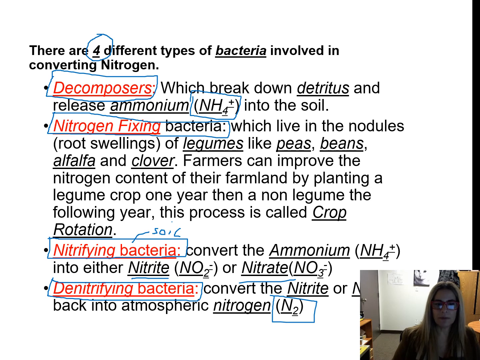Okay, so these 4 terms are super important. Very, very prominent in the program of studies, particularly the difference between the nitrogen fixing, the nitrifying, and the denitrifying bacteria in terms of their processes. Okay, so nitrogen fixing is ammonification. Nitrifying is nitrification, and denitrifying is denitrification. Okay, so make sure you understand where these bacteria are found and what they do in terms of the nitrogen cycle.